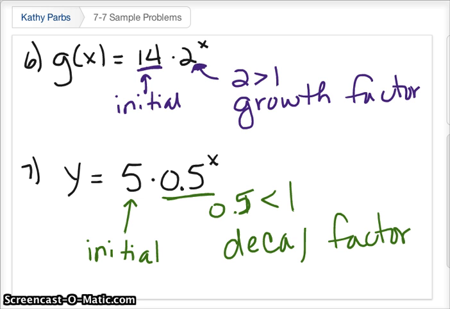So in problem number 6, whatever it is we're looking at is getting bigger, it's growing. And in problem number 7, whatever we're looking at is decaying or decreasing.